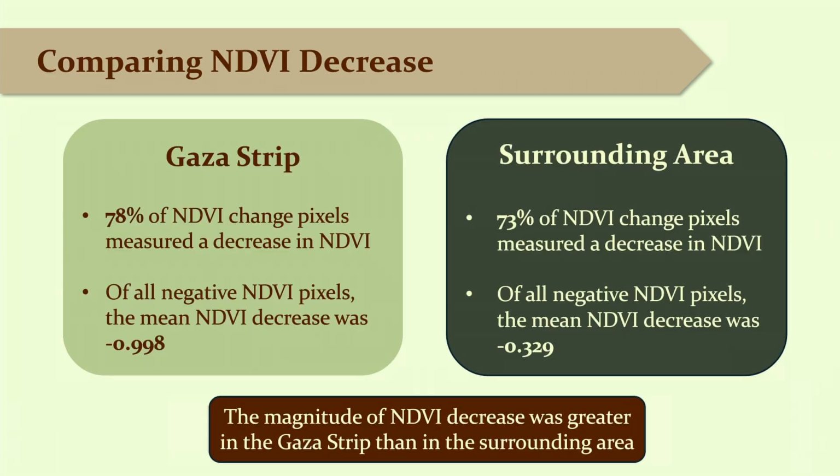To take this another step further, looking at just the Gaza Strip, 78% of the NDVI change pixels measured a decrease in NDVI. Of those pixels, the mean NDVI decrease was 0.998. When you compare that to the surrounding area, 73% of the NDVI change pixels measured a decrease in NDVI, but of those pixels, the average decrease was only 0.329. So what we can gather from this is that the magnitude of NDVI decrease was greater in the Gaza Strip than in the surrounding area.